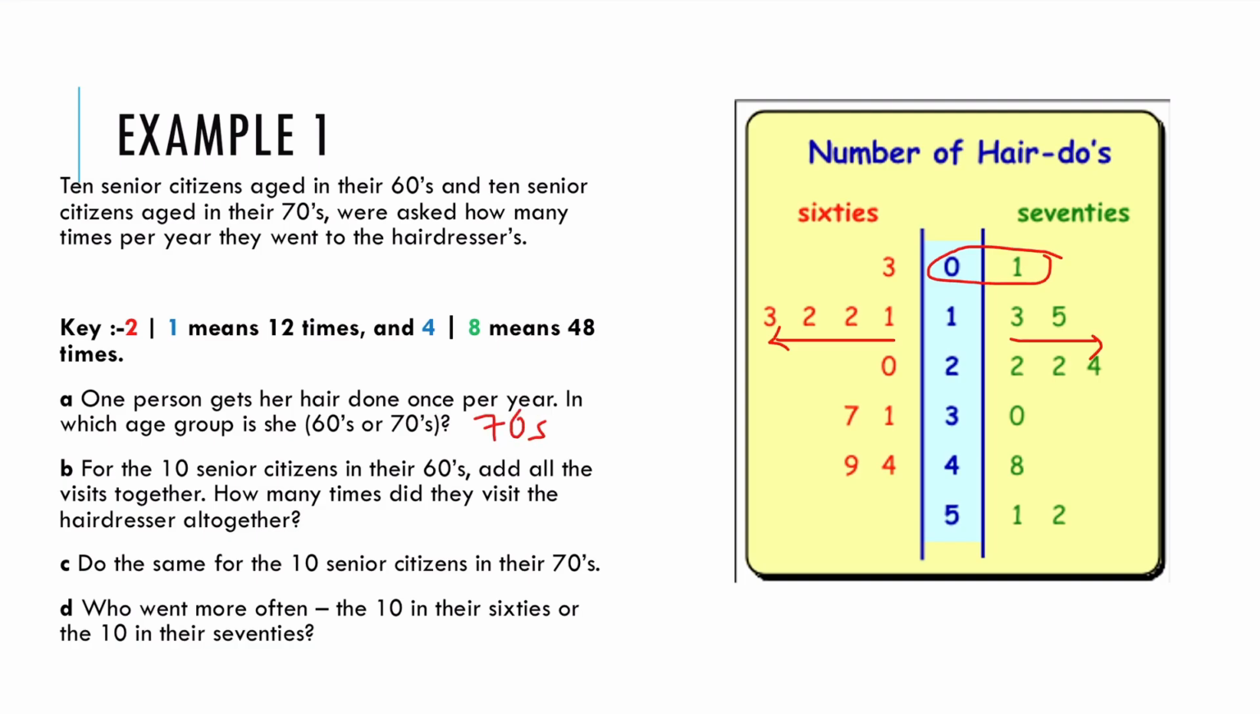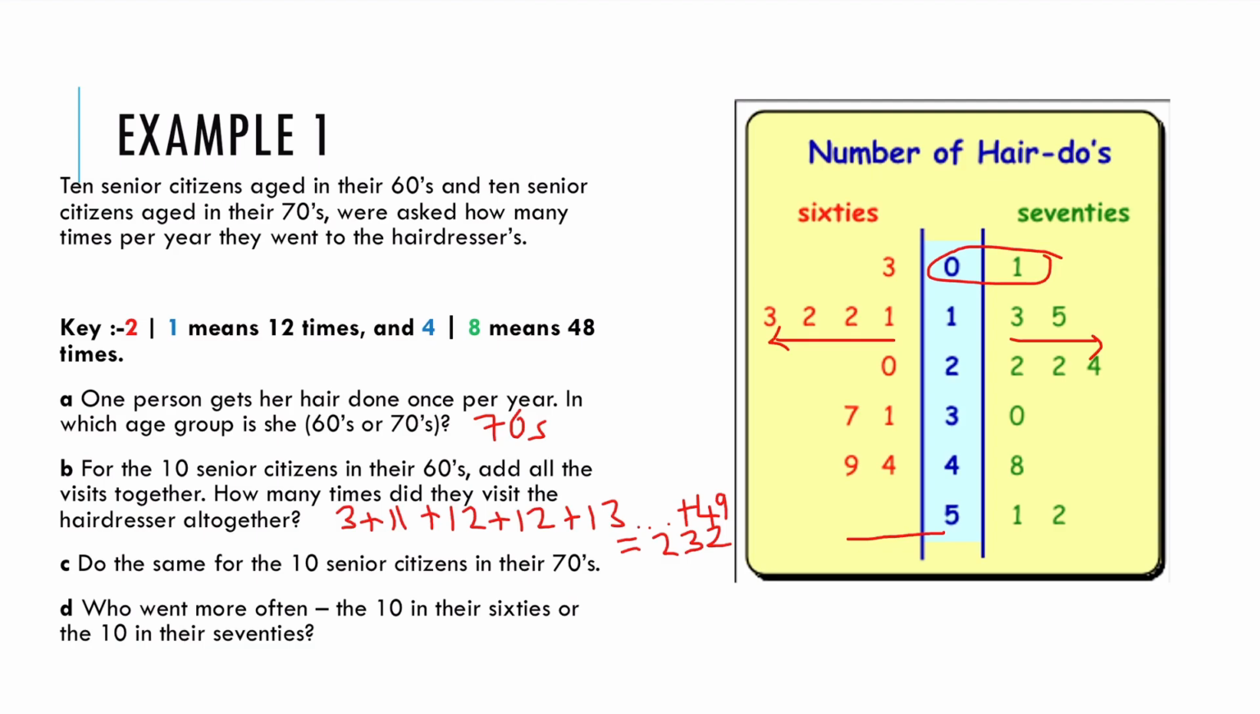For B, for the 10 senior citizens in their 60s, add all the visits together. How many times did they visit the hairdressers altogether? So we're starting with the 3 in the first row, plus 11 plus 12 plus 12 plus 13 and so on up until our highest number, which is 49, and that should give us a total of 232. Notice how it's left blank here. That just means that nobody went 50 times in their 60s.